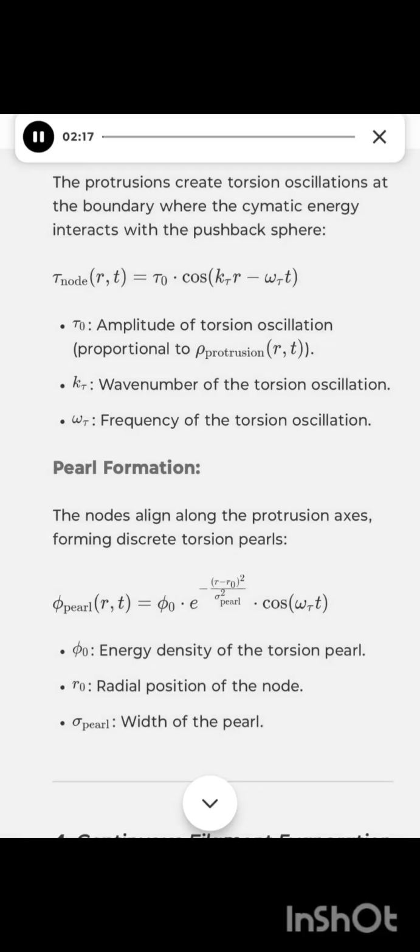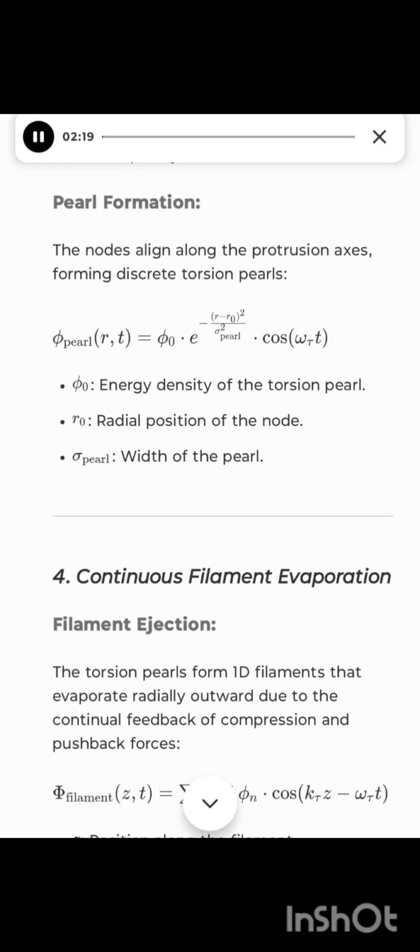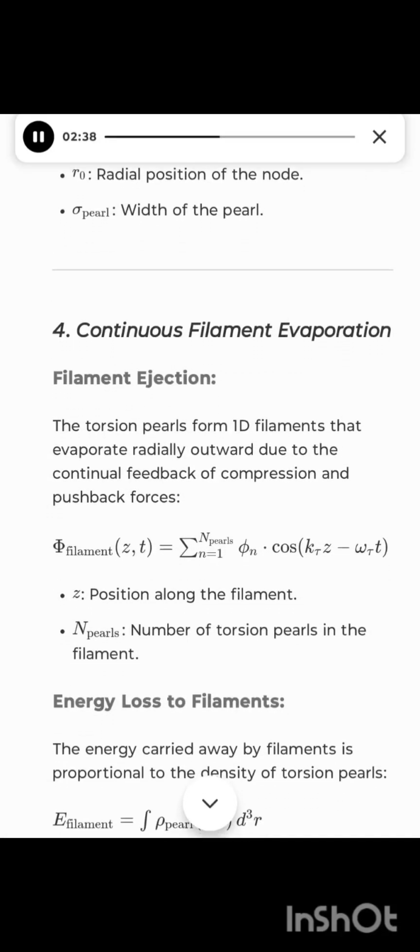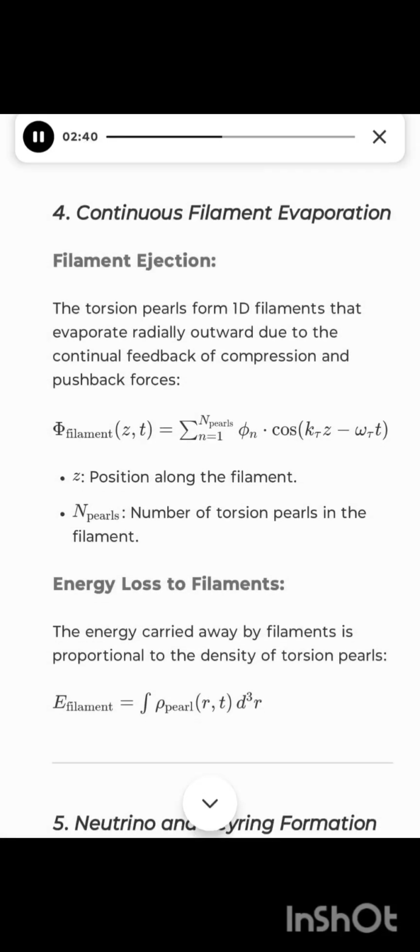Pearl formation. The nodes align along the protrusion axes, forming discrete torsion pearls. Phi_pearl(r, t) equals phi_0 times e to the minus (r minus R_0) squared over 2 sigma_pearl squared, times cos(omega t), where phi_0 is the energy density of the torsion pearl, R_0 is the radial position of the node, and sigma_pearl is the width of the pearl.